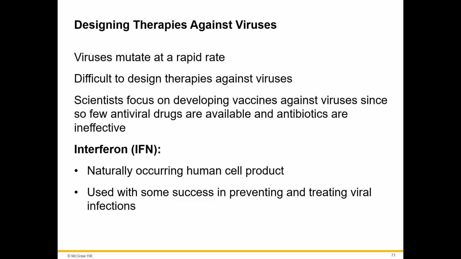So one of the reasons why it's so difficult to develop therapies against viruses is that they have a high mutation rate. Viruses are constantly mutating. They mutate at a rapid rate, and that prevents us from being able to specifically target a component of that virus. This is why to date we still don't have a cure for HIV. We've got a lot of treatments that have shown some success, but there is no cure. And it's all due to the high mutation rate of these viruses.